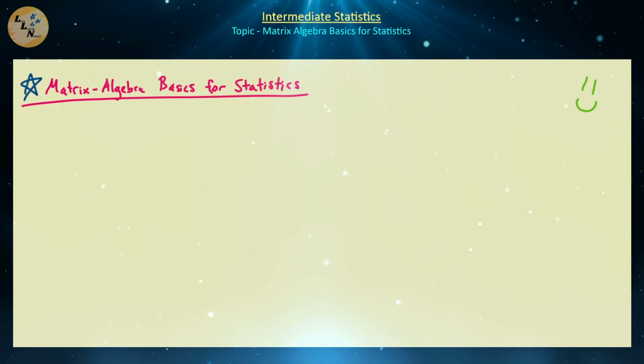Today we're going to continue our exploration of intermediate statistics and focus on some linear algebra and matrix algebra tools that are going to be very useful once we start talking about multivariable and multivariate statistical and probability methods. So for the majority of this video, we're just going to be doing a brief rundown of some of the basics associated to matrix and vector algebra.